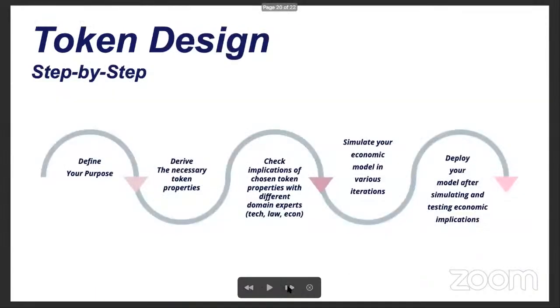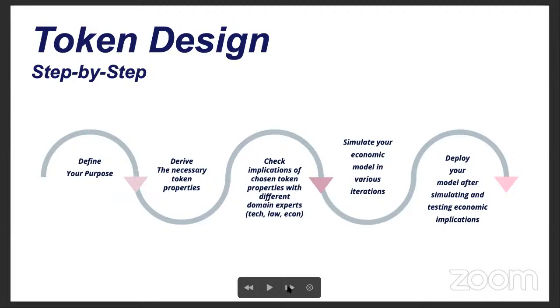So when you design your token system, this is the step-by-step that you have to follow. Define your purpose. Be clear about what you want to do and keep it simple. Then from your purpose, you derive the necessary token properties. Then from that, you check the implications of your chosen token properties with different domain experts: tech, law, econ, etc.